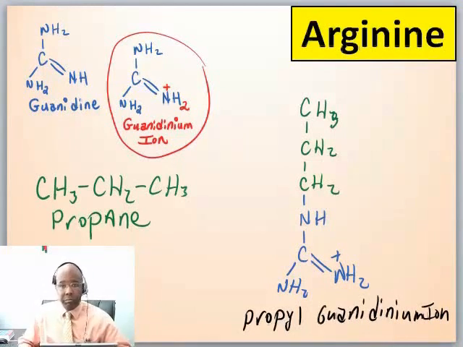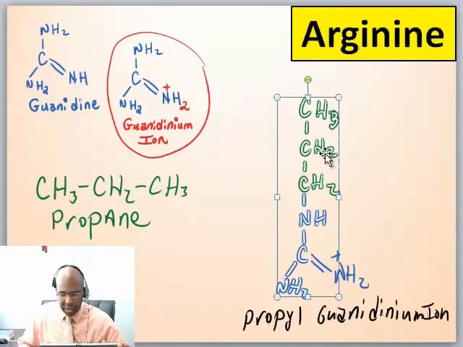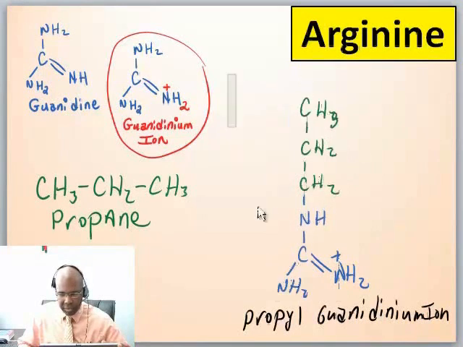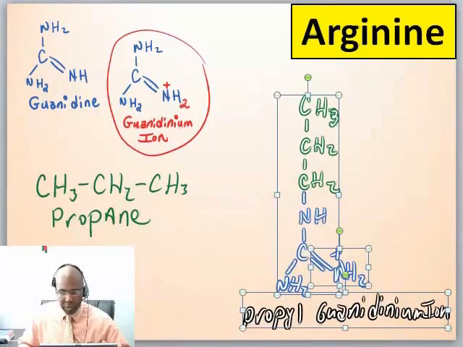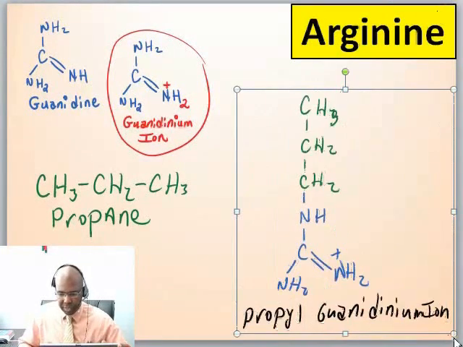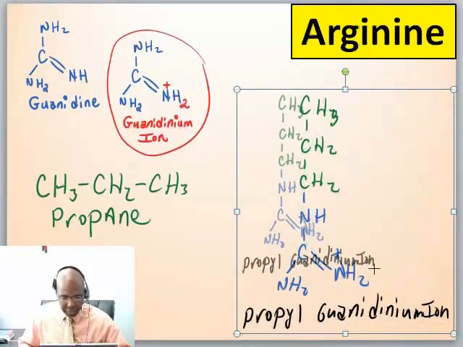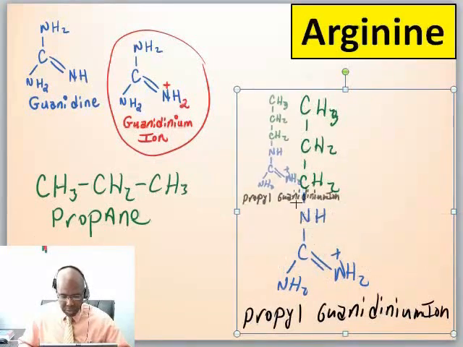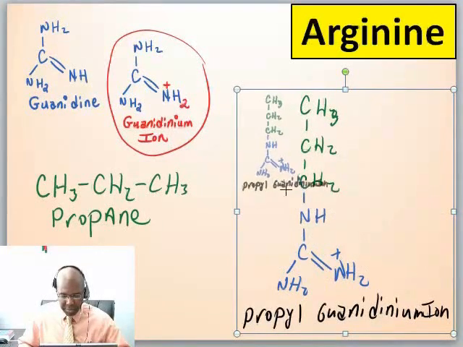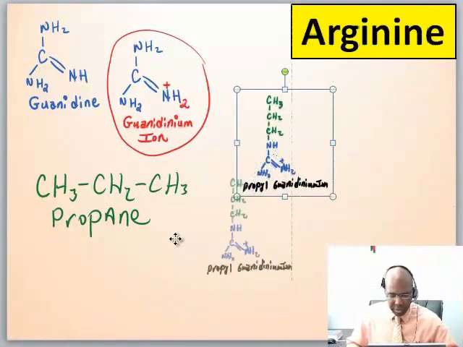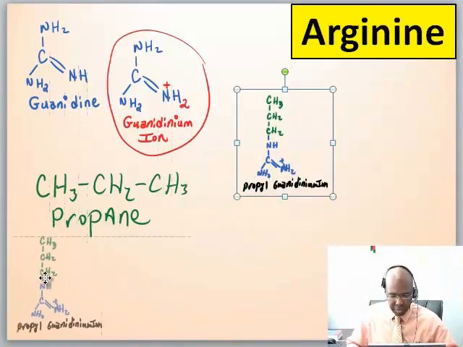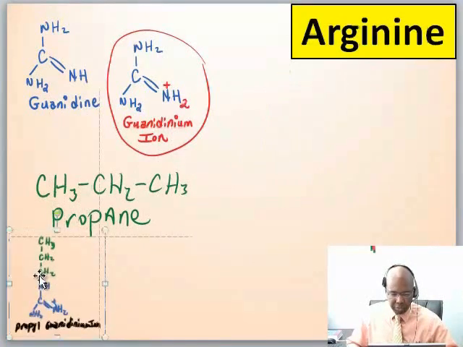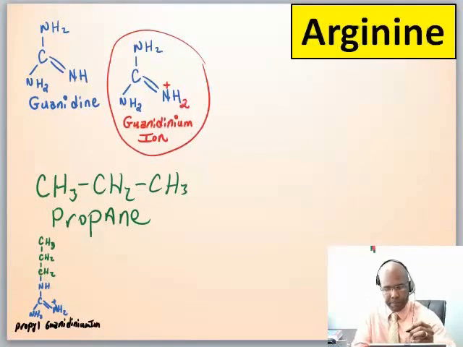Okay. Now let's draw the whole amino acid, the entire amino acid arginine. Let's see if we can get all of this. It won't let us have all of it. So I'm going to move the propyl guanidinium ion to the side. Let's group it all together. Let's make it smaller here. I don't know where I can put it. Maybe I can put it here. Okay. There's a propyl guanidinium ion. Now let's draw the entire amino acid, arginine.